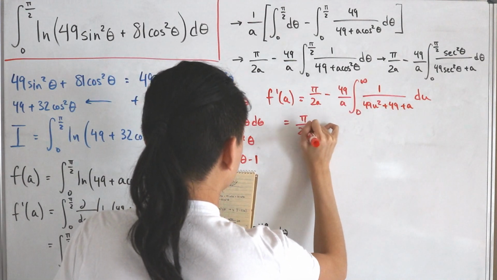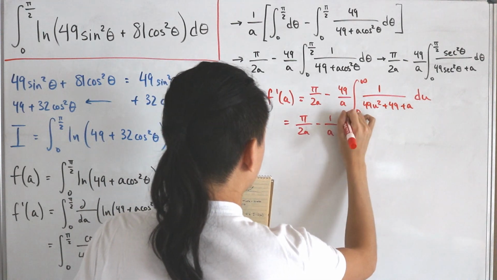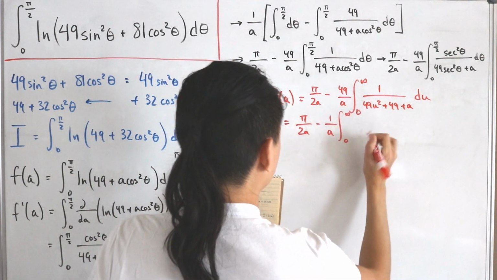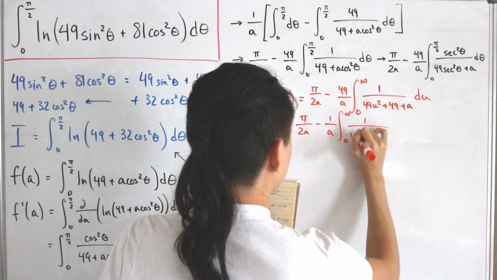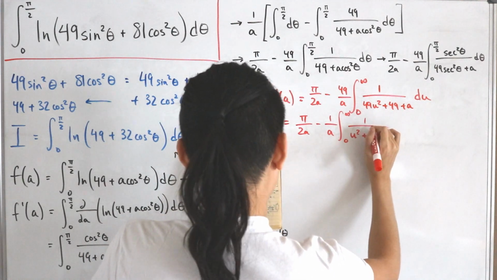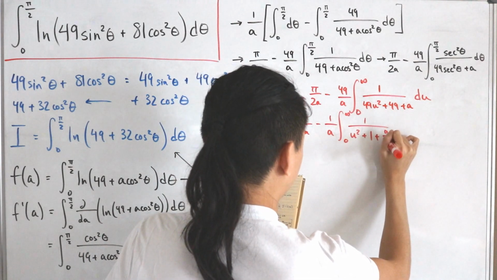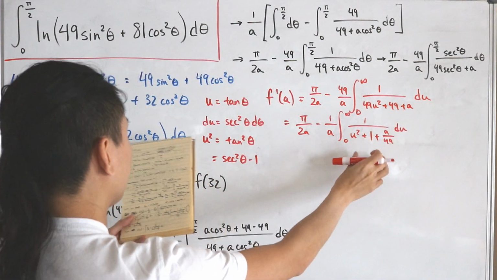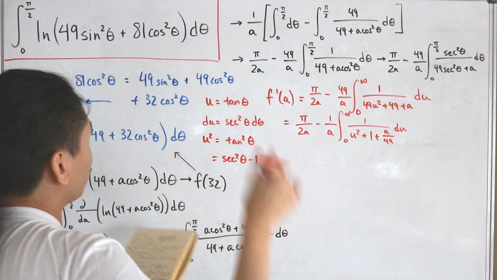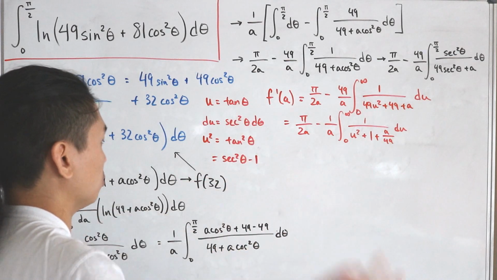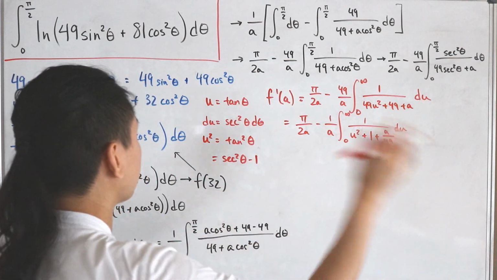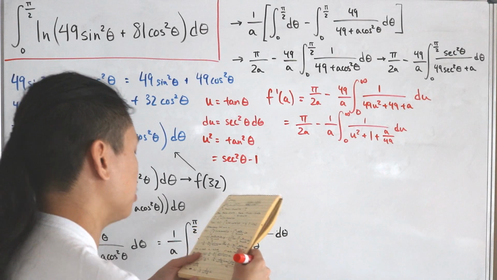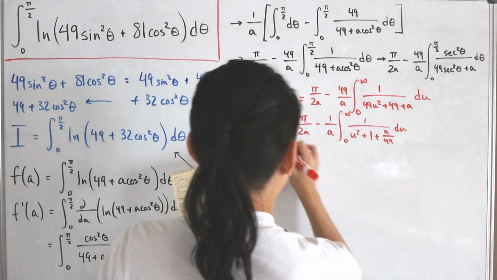So pi divided by 2a, subtract 1 divided by a, integral from 0 to infinity of 1 divided by u squared plus 1, and then add this with a divided by 49, and then du. As you can see, we have something in the form of an integral from your table of integrals. This is actually in a nice form such that if you take the antiderivative, we get something of an arctangent. But make sure you use the right substitution.